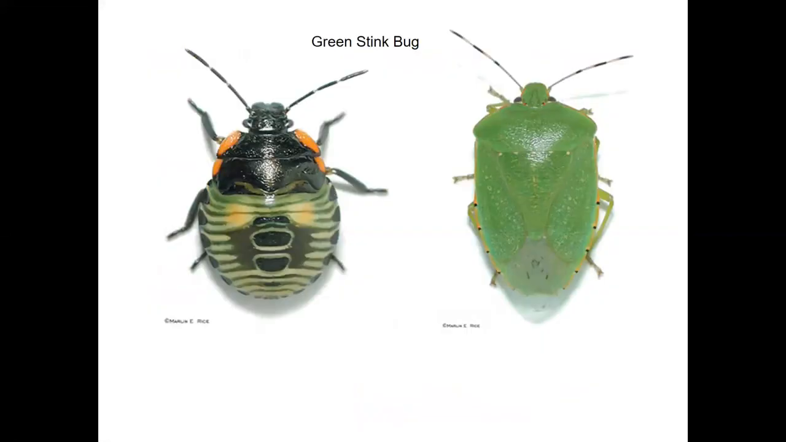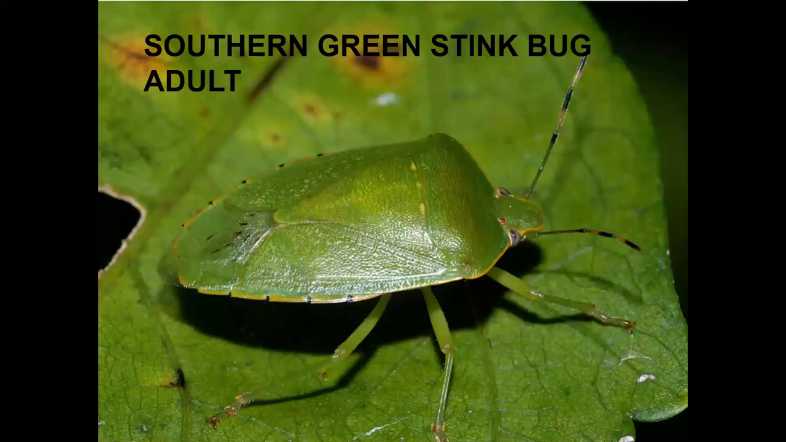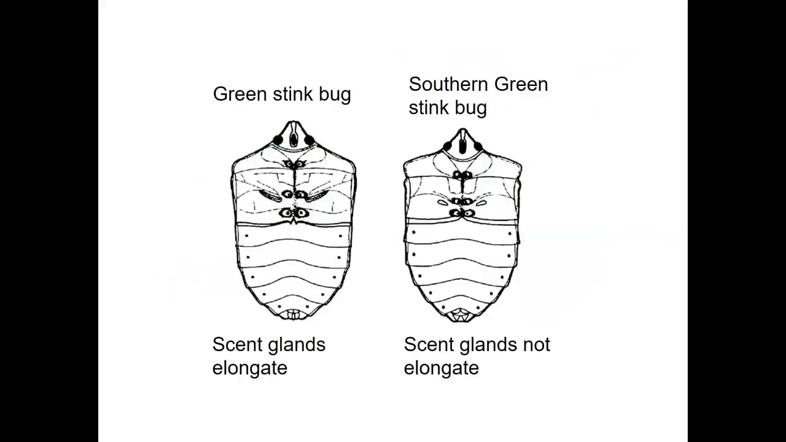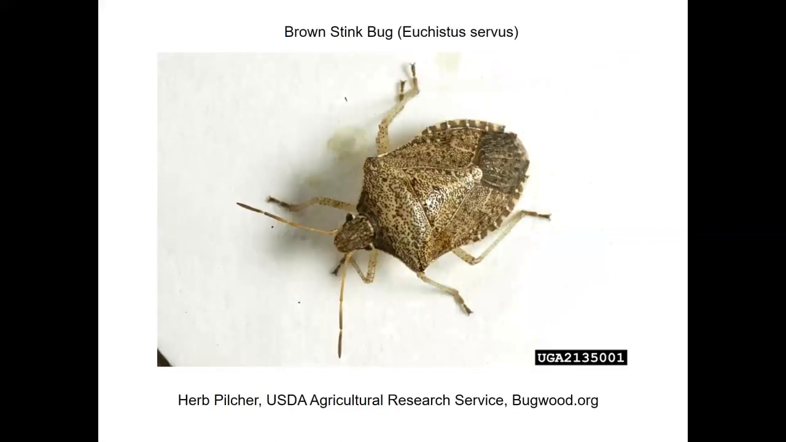If we look at the green stink bug, the immature stage has orange shoulders. There's a southern green stink bug adult. And then the immature stage of the southern green stink bug has a pink margin that separates it from the green stink bug immature. If you look at green and southern green stink bug, you'll notice that the scent glands are elongated on the green stink bug, and they're not as elongated on the southern green stink bug.